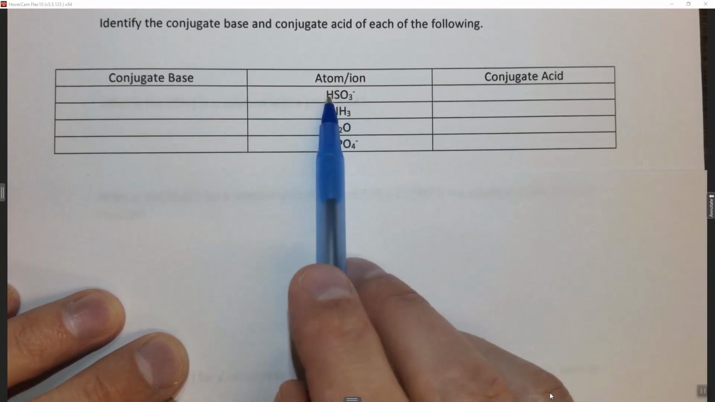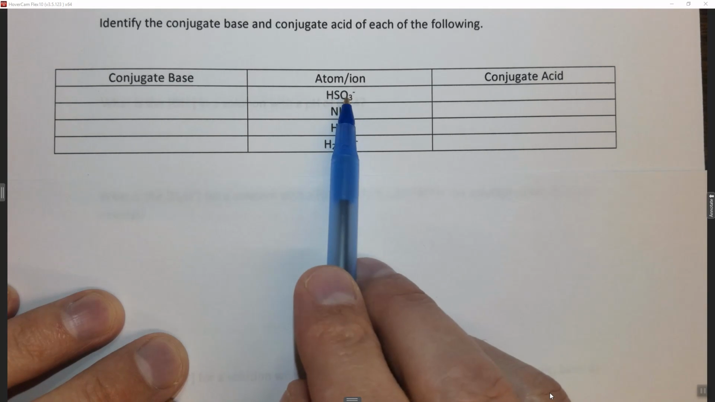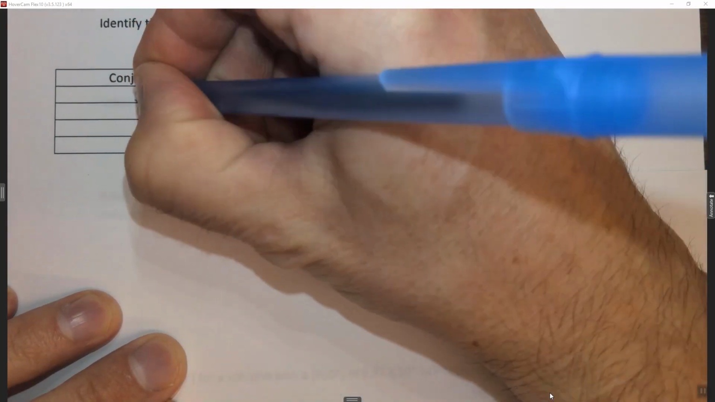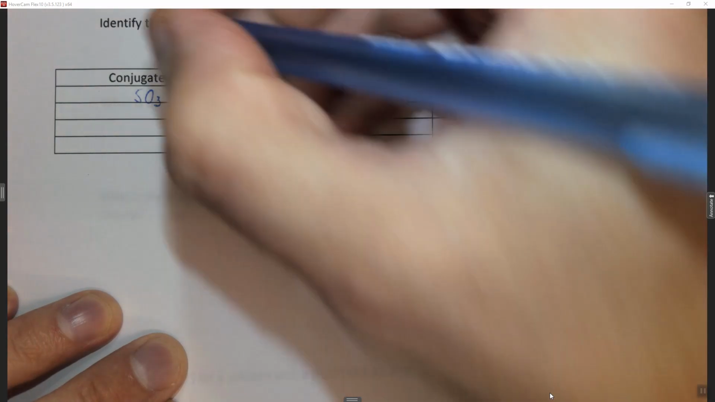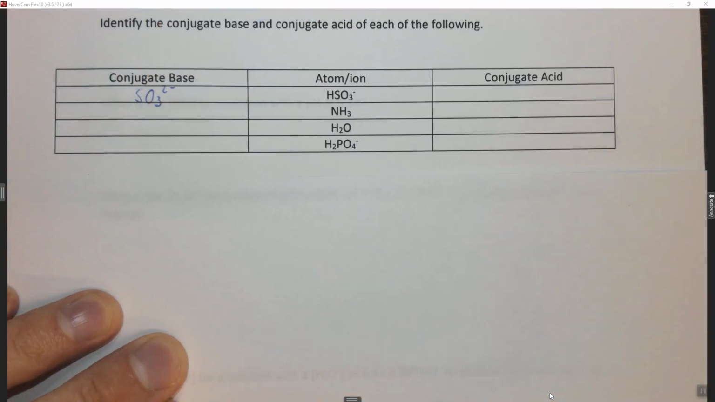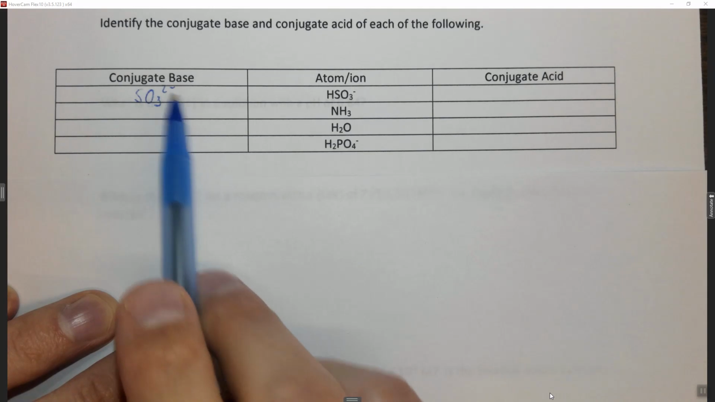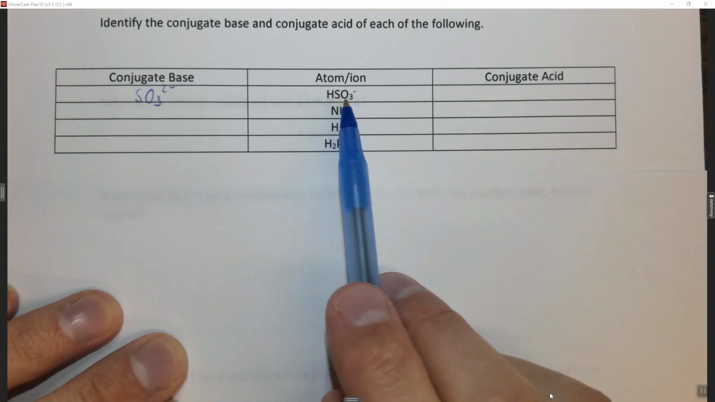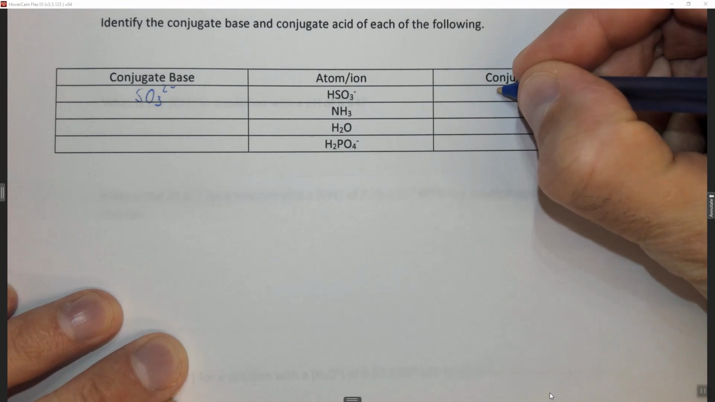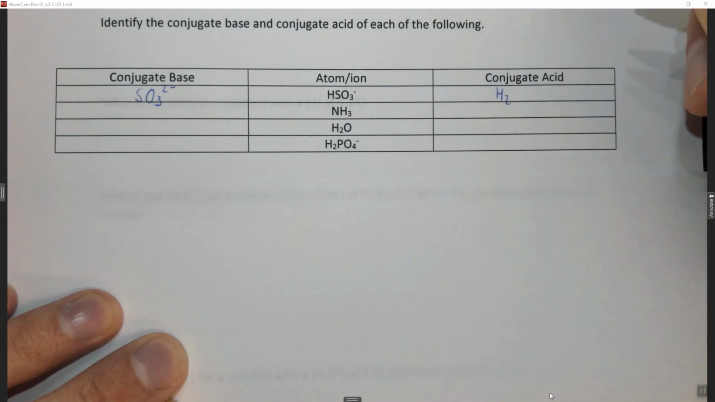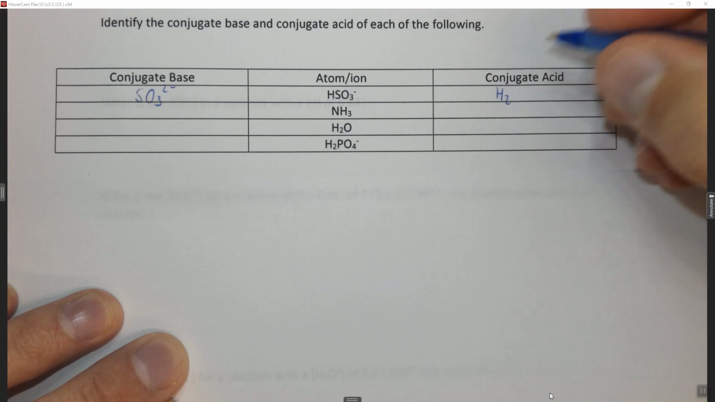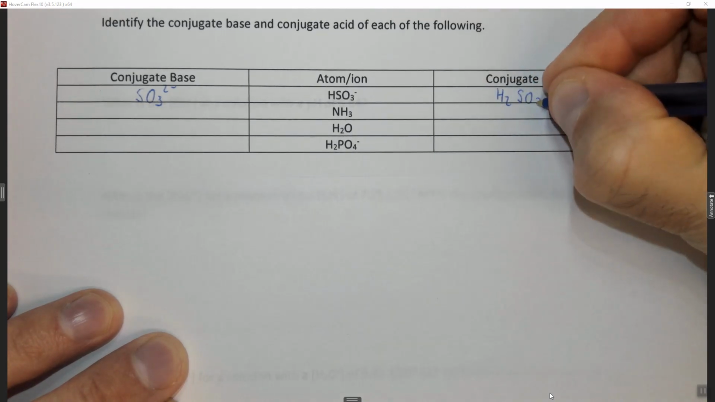So here, the conjugate base is where this acts as an acid. So when it loses a proton, we get SO3, and it loses H+. So what's left is 2-. Okay, because it loses a positive charge. If it acts as a base, it gains a proton, so we get H2SO3.